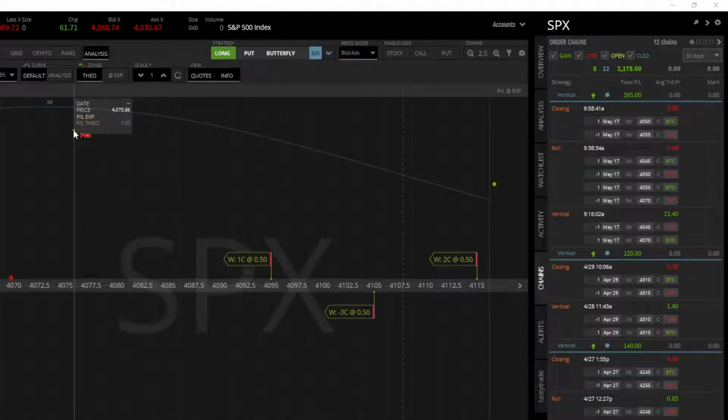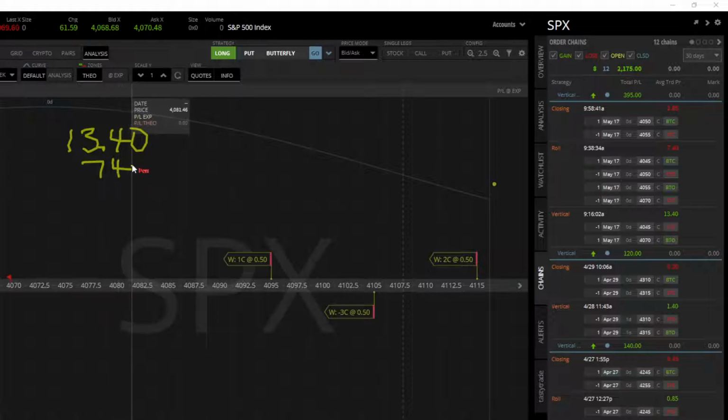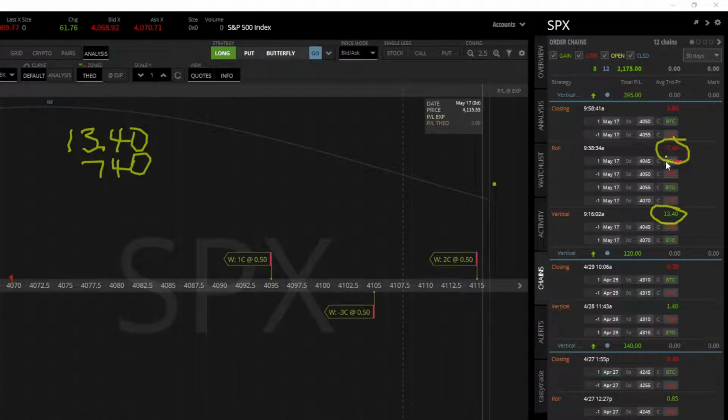I had a $25 wide trade for $13.40. Okay? And when I rolled it, I paid a debit of $7.40. We can see that because it's in red and the $13.40 is in green. Green shows that I collected credit and red shows that I paid a debit. But what I also want to point out is I made the trade much smaller.